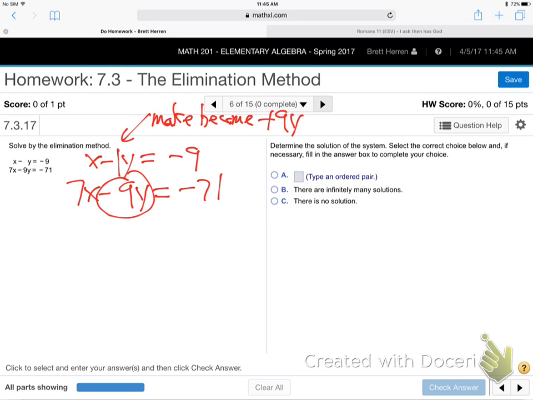Divide by negative 9? No, you multiply by negative 9. That's what I meant. Multiply through by negative 9, right? Negative 9 times negative 1 will become plus 9, won't it? Plus 9y. The negative part will change the sign, and the 9 will put the 9 in. What times negative 1 will make it positive 9? Negative 9. Negative 9 times negative 1 is positive 9.